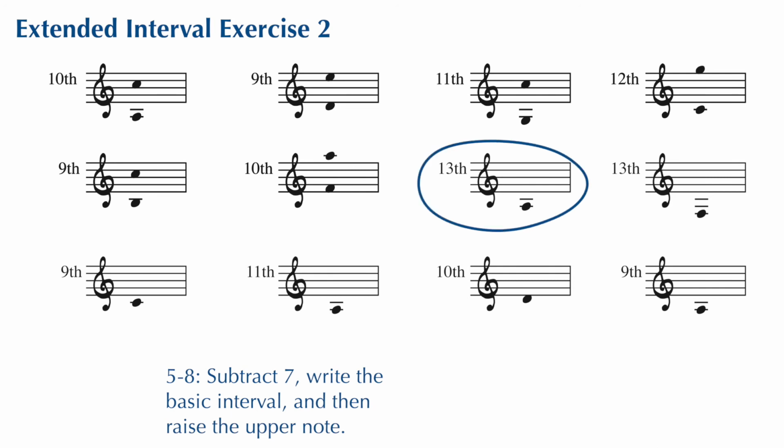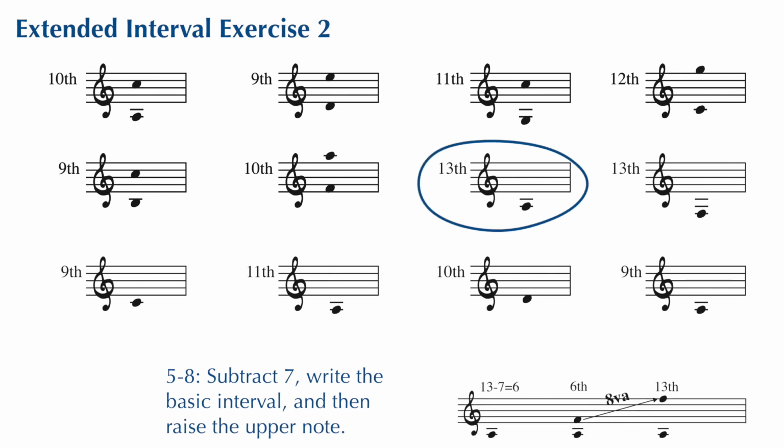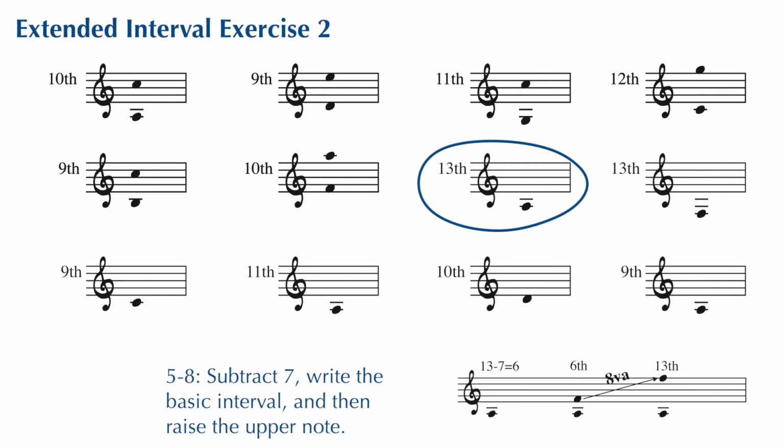Number 7, we're going to write a 13th above this low A. We want to write a 13th, so we subtract 7 from 13 and get 6. So a 6th above that A is an F. We take that F, raise it an octave, and there's our 13th above low A. So low A to the F at the top of the staff is your 13th.